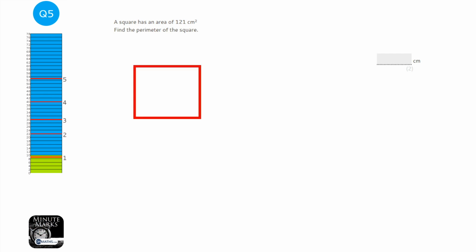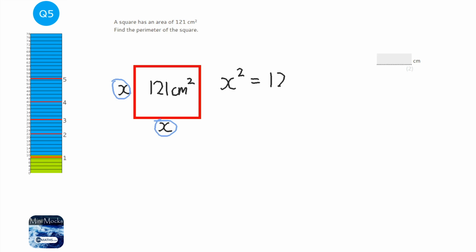Okay, so in this question we see that a square has an area of 121 centimeters squared, and we're asked for the perimeter of the square. So the first thing I would do is do a quick little diagram of this square. And we know that the area is 121 centimeters squared. Okay, so I know it's a square, so therefore the width, or the base and the height will be exactly the same. Okay, and I know to find area, I do this one times this one. So I know that x times x, or x squared, equals 121.